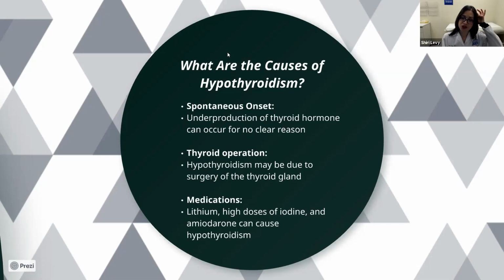And there's certain medications that are being given for other reasons, like lithium, high doses of iodine. We almost say like high doses of iodine constipates the thyroid so that you develop an underactive thyroid. Amiodarone, which is a heart medication, is loaded in iodine and can cause an underactive thyroid.